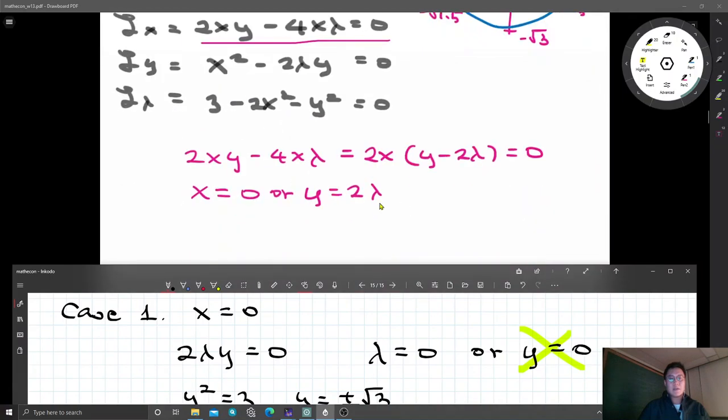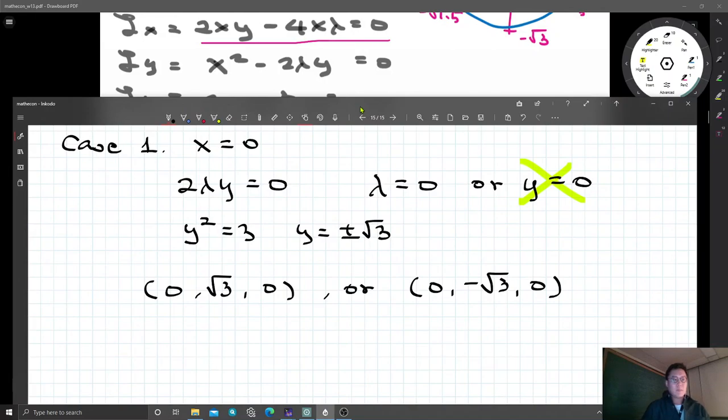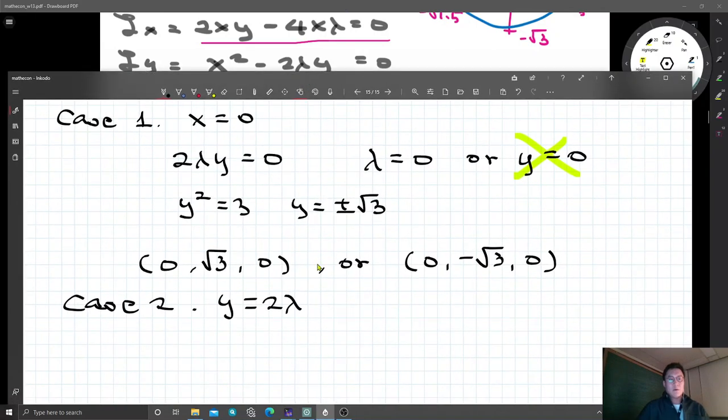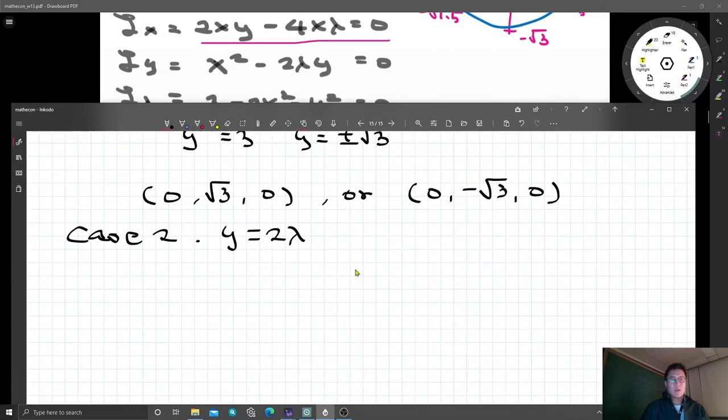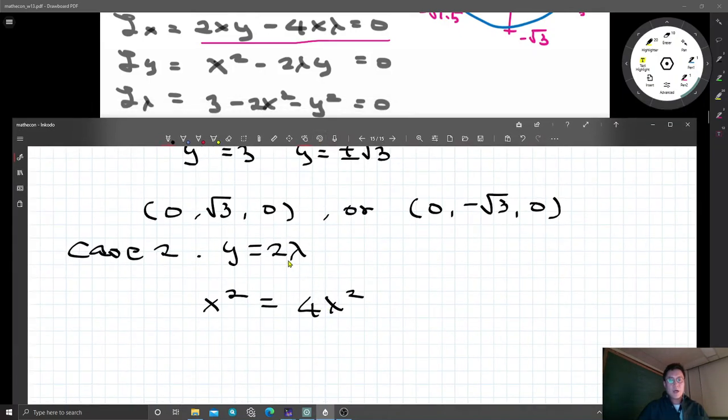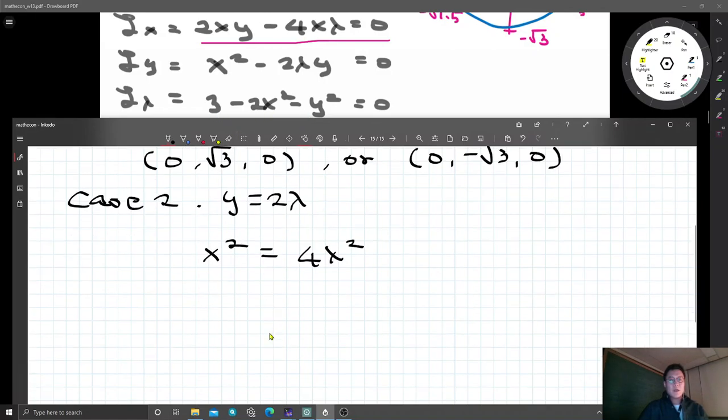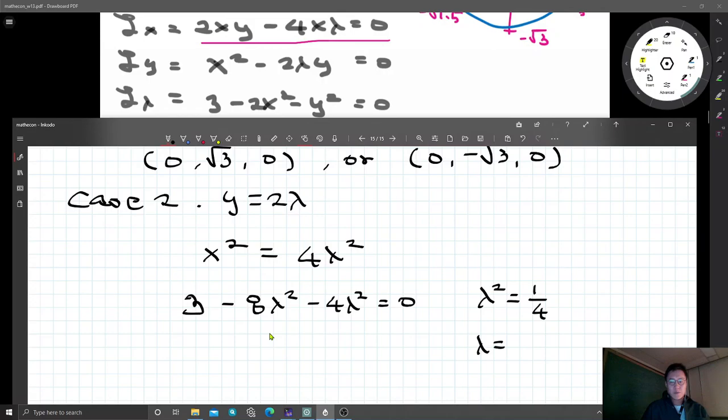Now we examine the second case, when y is equal to 2 lambda. In this case, the second equation comes down to x squared is 4 lambda squared. Putting these two, 2 lambda for y and 4 lambda squared for x squared, in the last equation, I obtain 3 minus 8 lambda squared minus 4 lambda squared is equal to 0. So lambda squared is 1/4, so lambda is either 1/2 or negative 1/2.